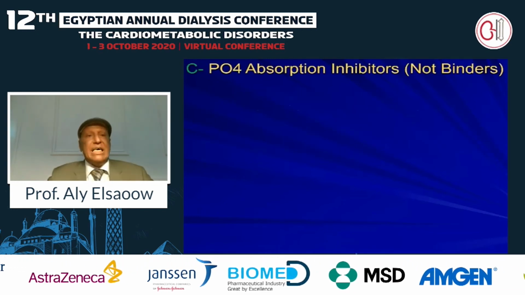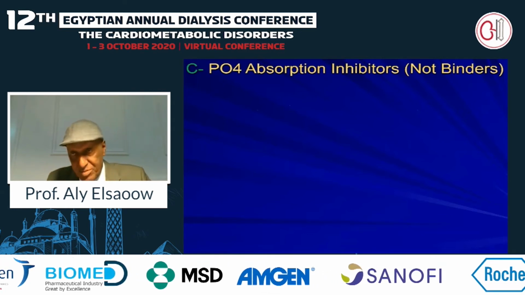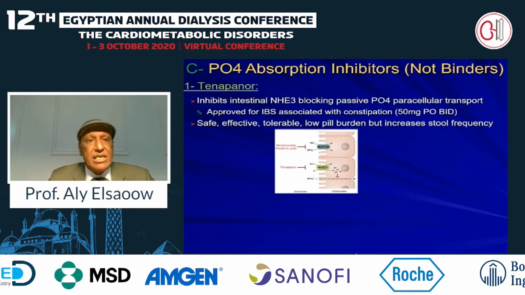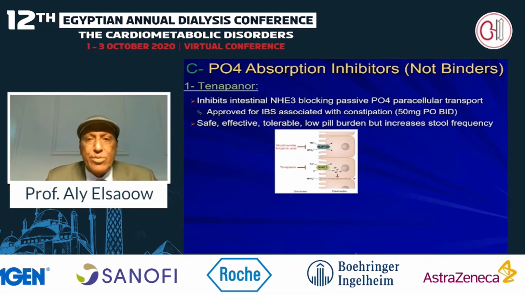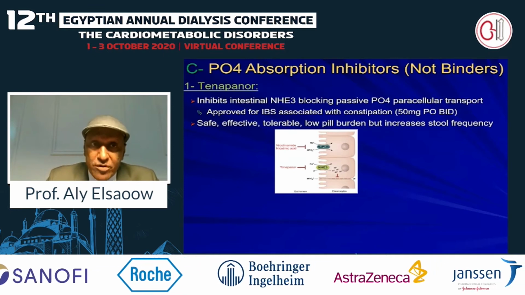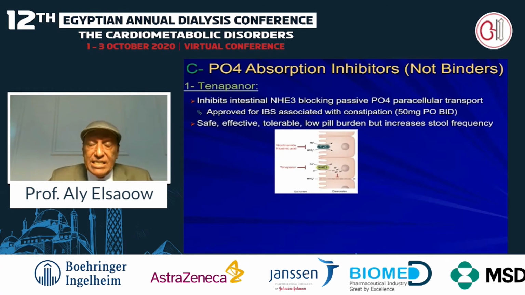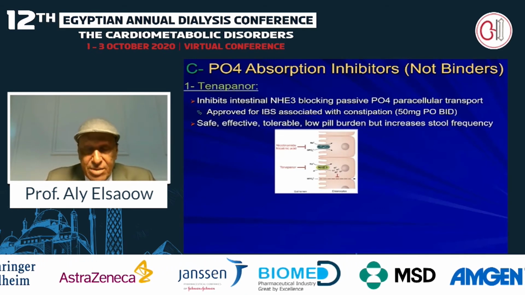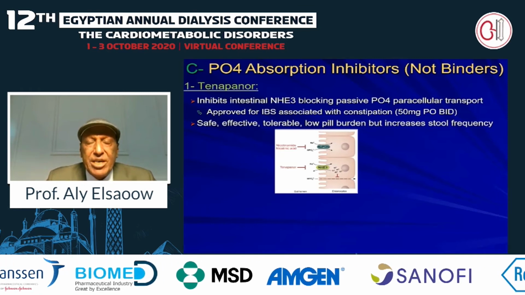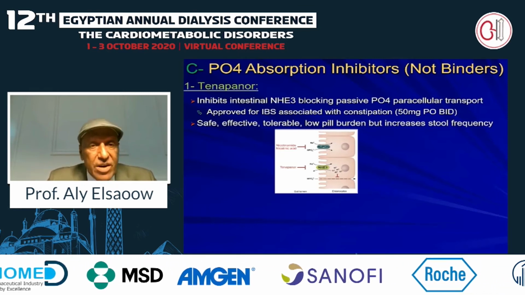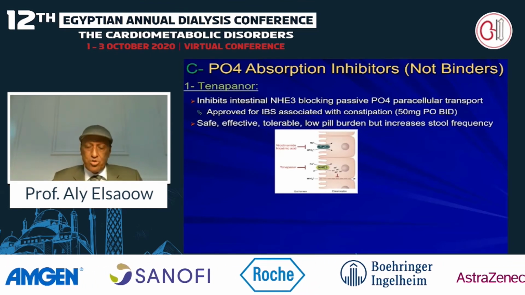Now, finally, the phosphorus absorption inhibitors, the gut binders. As you can see, tenapanor inhibits the passive paracellular transport of phosphate, currently approved for irritable bowel syndrome associated with constipation. And the phase 3 trial published last year showed its effectiveness in managing hyperphosphatemia. It is safe, effective, tolerable, with very low pill burden, but it can increase stool frequency.